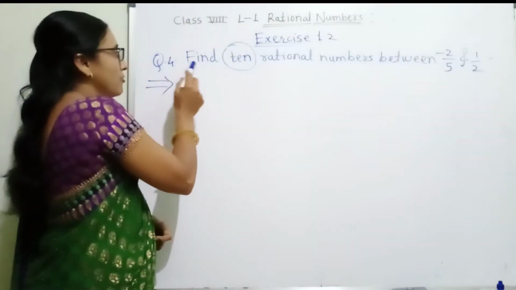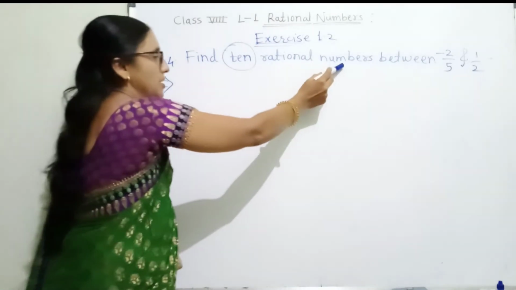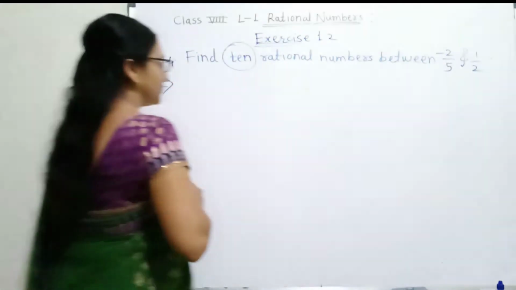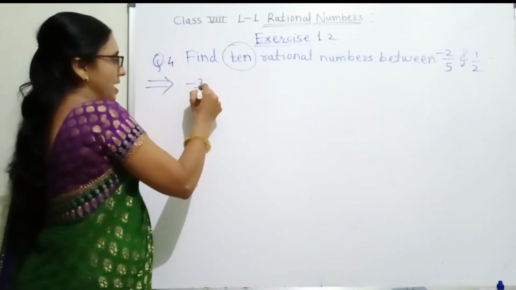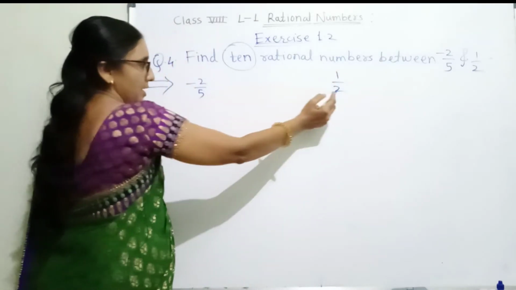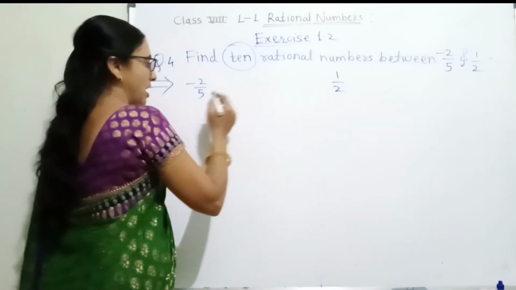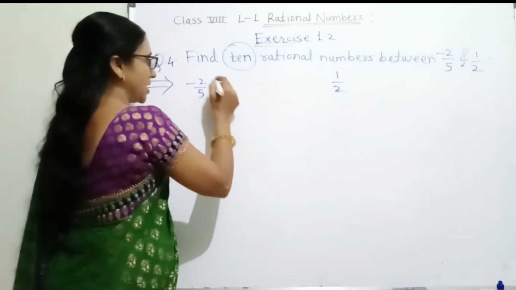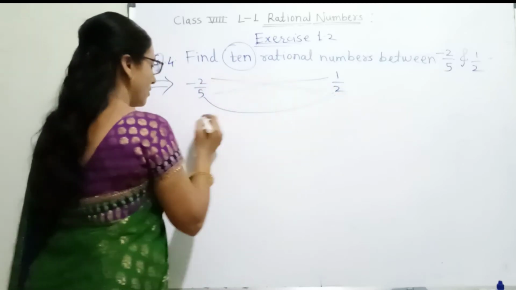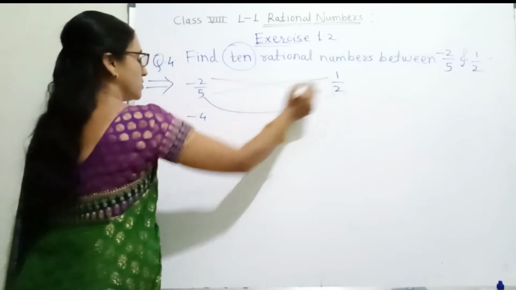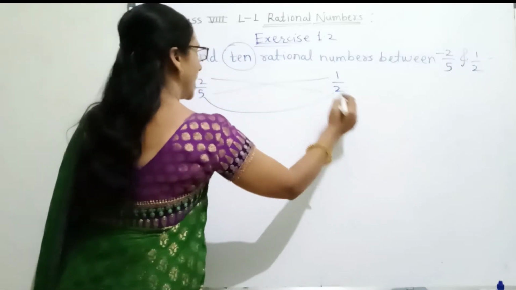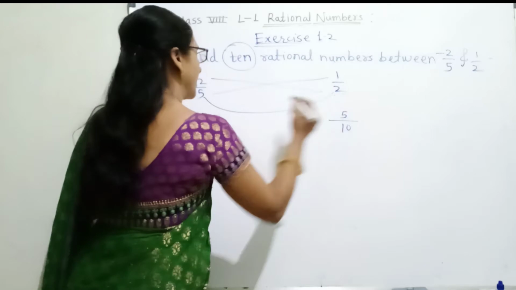Question number 4. Find 10 rational numbers between minus 2 by 5 and 1 by 2. Here the denominators of the two rational numbers are not equal, so make the denominators equal. 2 fives are 10, and 5 twos are 10. Here 2 fives are 10 and 5 ones are 5.